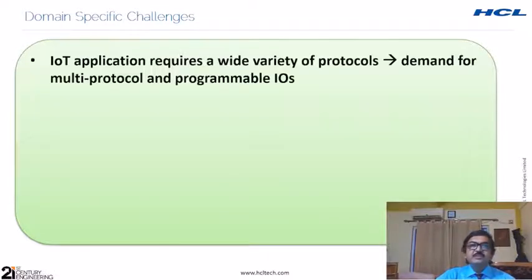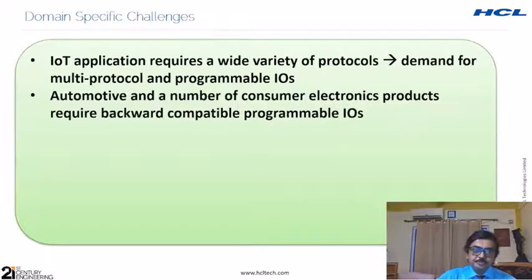If I look at specific domains in IoT applications, they require a wide variety of protocols, from ZigBee to Wi-Fi to BLE, and wired protocols like RS-422, RS-232, and so on. The demand is more for multi-protocol or programmable IOs. Automotive and a number of consumer electronic products also require backward compatibility, or rather programmable IOs that can also support legacy interfaces.